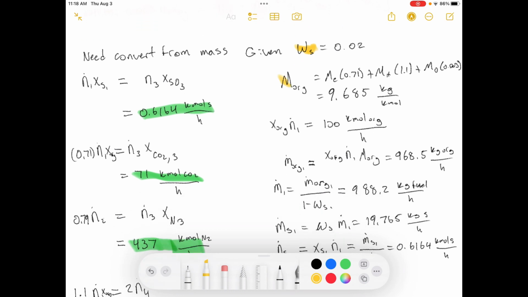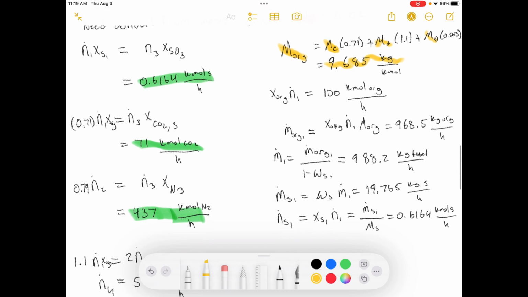So we've got our molar mass of organic because we know the composition of the organic, right? So we've got a certain amount of carbon, a certain amount of hydrogen, a certain amount of oxygen. That means the molar mass of the organic is this. So if we have this many moles of organic going in, then we can figure out how much mass that is because we know the molar mass now. So the molar flow rate of organic times our molar mass gives us the mass flow rate of the organic.